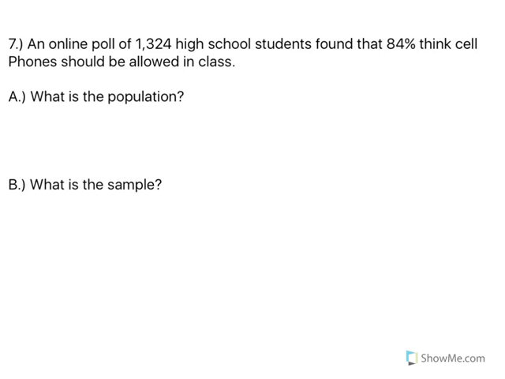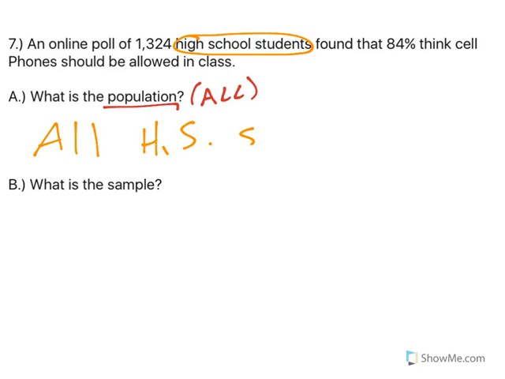Okay, let's do some problems. An online poll of 1,324 students found that 84% of them think cell phones should be allowed in class. What is the population? Now, first of all, the population, you want to think about all. Population is every person that you potentially could have talked to. So we are talking about high school students. So the population, we could have talked to all high school students, right? That's the population. I always think about the word all should be in there.